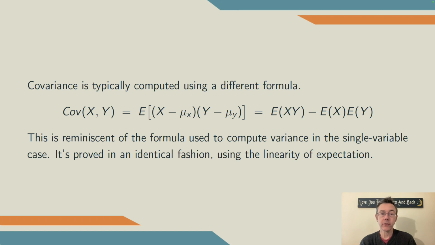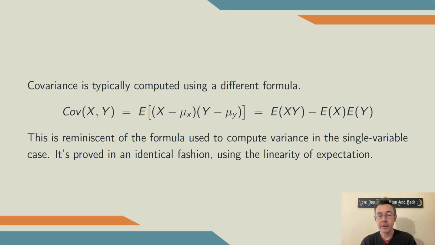Now, covariance is typically computed using a different formula, not just doing the expected value of x minus mu sub x times y minus mu sub y. We typically compute it using the formula: the expected value of x times y minus the expected value of x times the expected value of y.